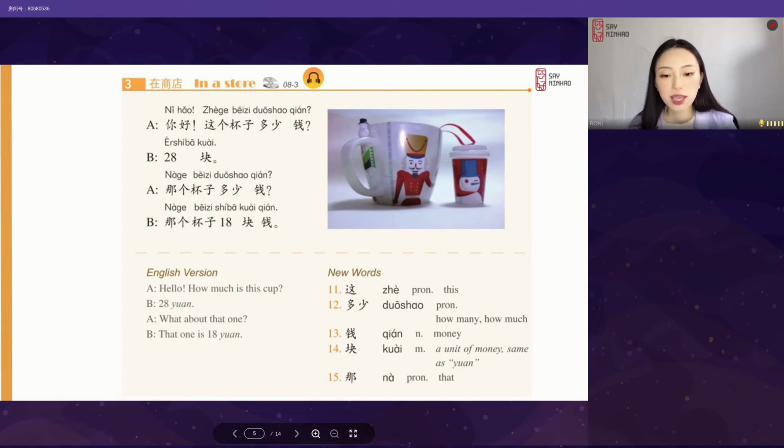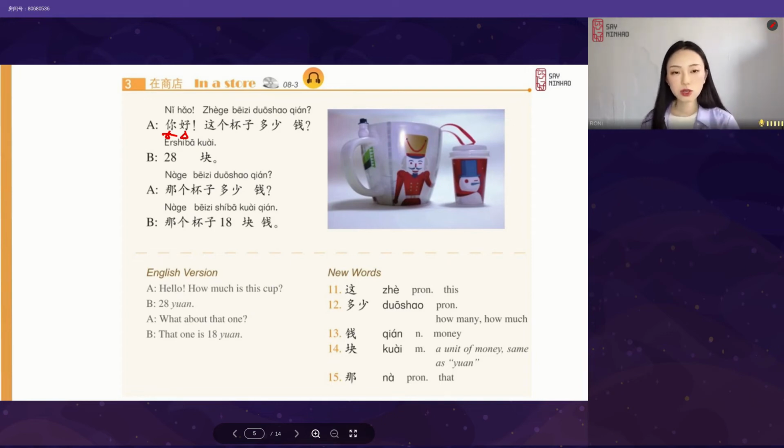Okay, now let's try to read it from the start. Read after me. 你好，这个杯子多少钱？28块。那个杯子多少钱？那个杯子18块钱。Okay, please pay attention to this 你好 because there are two third tone syllables together. So we will change the first third tone into second tone. Okay, 你好, and the next 好 is a half third tone.